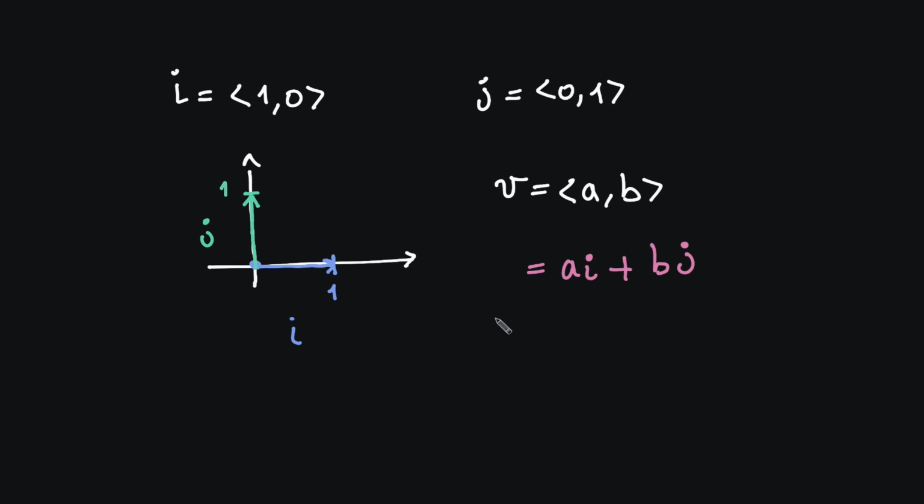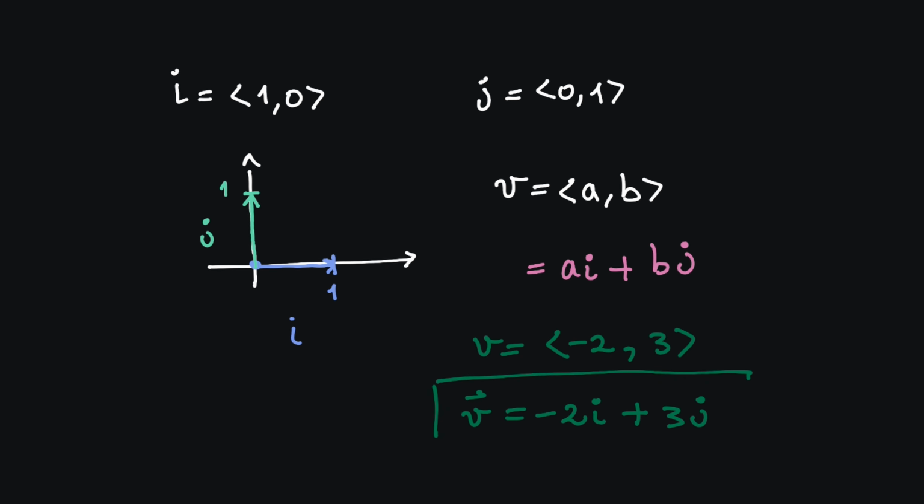Let's do an example. Let's suppose that we have the vector -2, 3. How can we rewrite this vector in this form? Well, the only thing that we need to do is take this horizontal component -2 and multiply it by the i vector and add it to the vertical component multiplied by the j vector. And this will be the vector represented in terms of i and j.